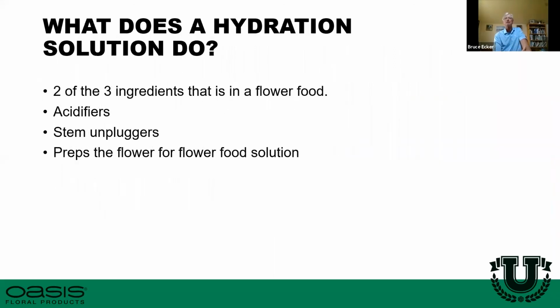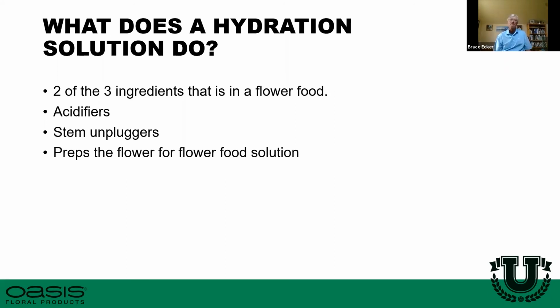So I'll step into just hydration solutions quick, and then we're done for today. So we want to talk about what a hydration solution does. That would be your first chemical use beyond the cleaners at this point. And hydration solutions have 2 of the 3 ingredients in a flower food. So it's acidifiers to bring down the pH, which Gary talked about, and then what we like to call stem unpluggers, chemicals that can keep the stem free flowing.